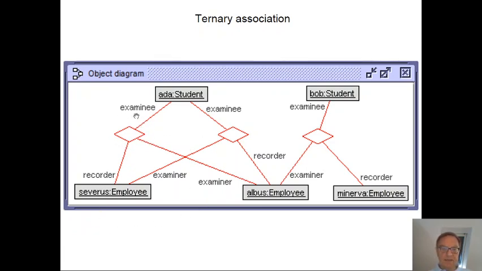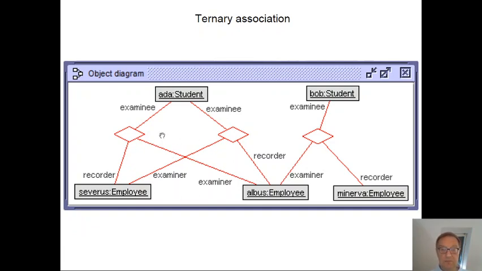So there is one examination each. So in total there are three examinations indicated here by the three rhombs, the three diamonds. In the first examination here, Ada was the examinee, the recorder was Severus, and the examiner was Albus. In the second examination, again, Ada was the examinee, the examiner was Severus, and the recorder was Albus.